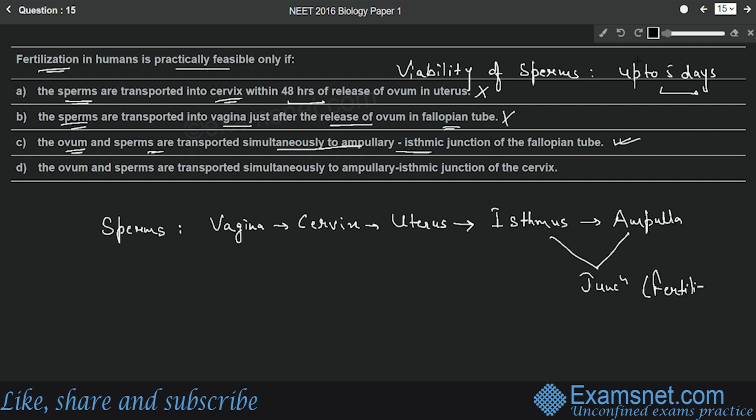So the most important thing is the sperms and ovum should meet at this junction, and for them to meet at this junction they must be transported simultaneously to this isthmic ampullary junction. And this junction is part of fallopian tube, right? So option C is the correct answer. In the last option, it is given that ovum and sperms are transported simultaneously to ampullary isthmus junction of cervix. So this is not correct because this junction belongs to fallopian tube, not the cervix. So only option C is the correct answer.